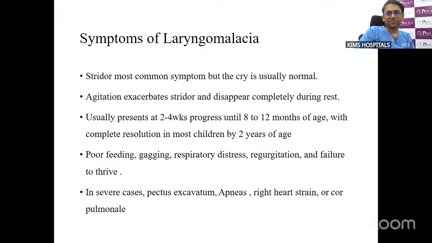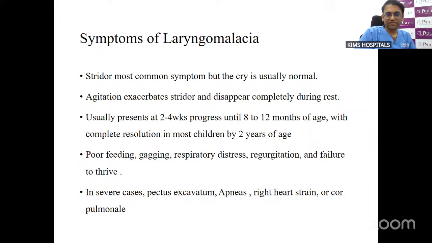Usually the most common symptom is stridor, but the cry should be normal until it's very severe laryngomalacia. When the baby is getting agitated, that will lead to exacerbation of the stridor. And if you keep the baby at rest, especially in the prone position, the epiglottis will fall forward. That can lead to relief of the airway, and the babies go to sleep. Sometimes we don't even hear the stridor. They may present at birth if severe, but usually present at 2 to 4 weeks, and slowly progress till 8 to 12 months, with complete resolution by 2 years of age.